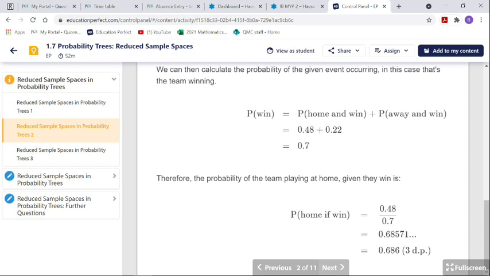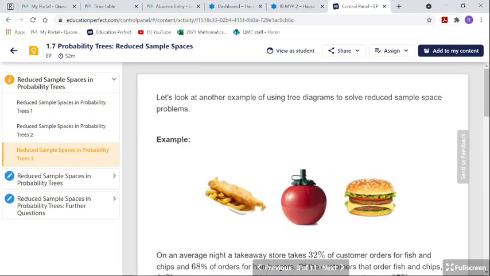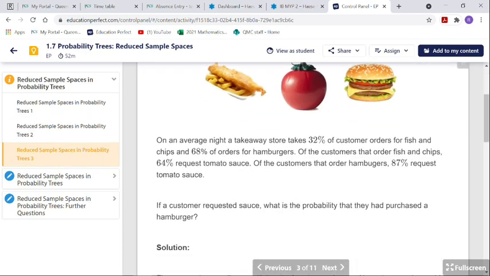Okay? How does that look? No? Good? Bad? Hate it? All right. Let's look at another example.